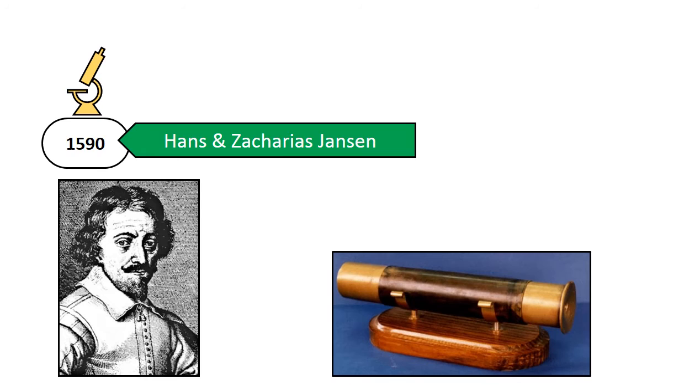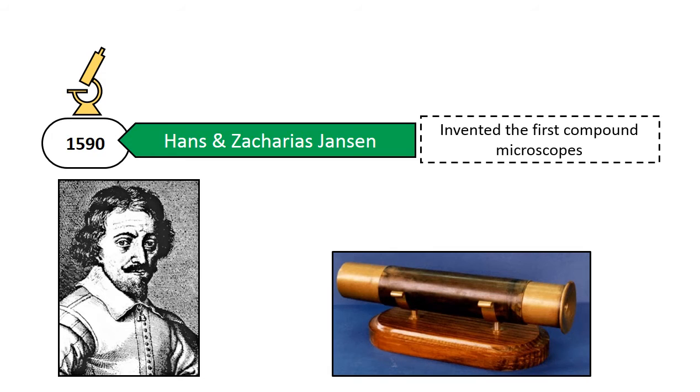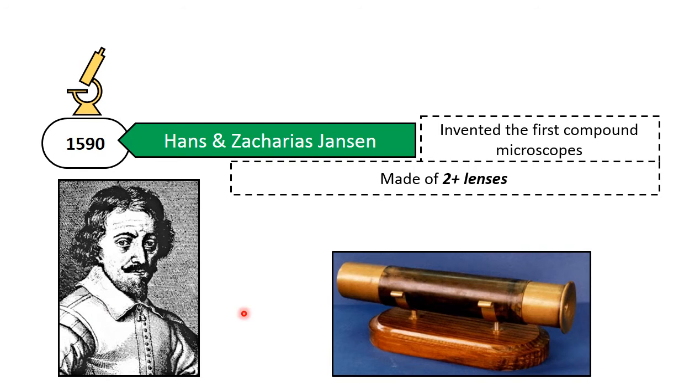Now in about 1590, a father-son duo, Hans and Zacharias Janssen, were the first to invent kind of the microscopes we use today, compound microscopes. What made it a compound was that it was made of two or more lenses. In this original compound microscope here, there would have been a lens located here and a lens located here. And what that does is it allows for the bending of light 2 times to kind of focus it in your eye and make objects appear even larger.